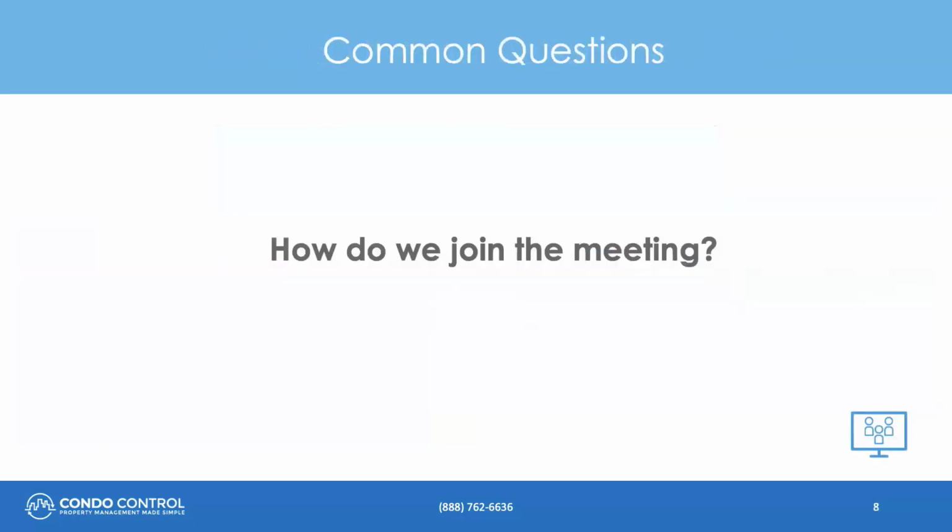We'll now move on to common questions. How do we join the meeting? The process for joining the meeting is different for owners and the head table. The head table will be sent a direct Zoom meeting link to their email, which they will use to join the meeting. It is very important not to share this link with the owners, as they will not have the ability to cast a vote through this method.